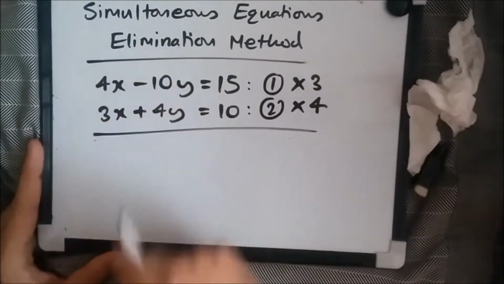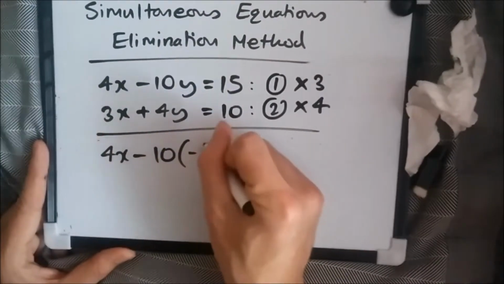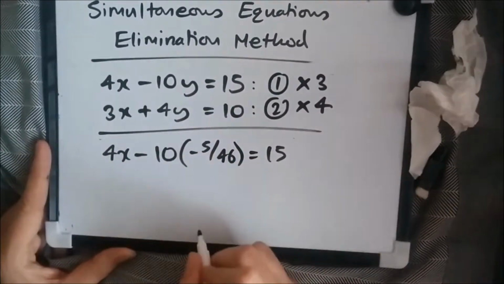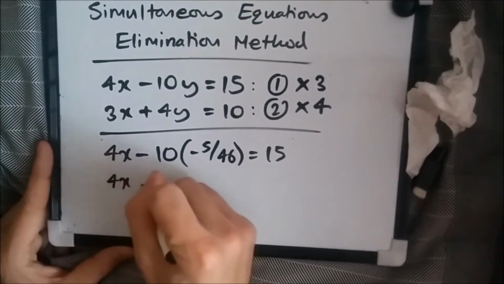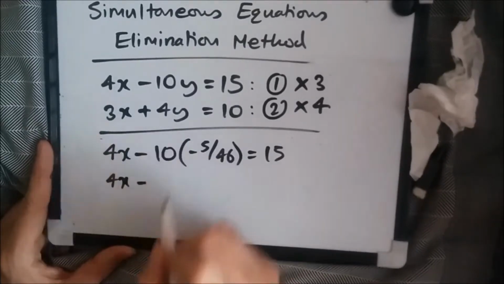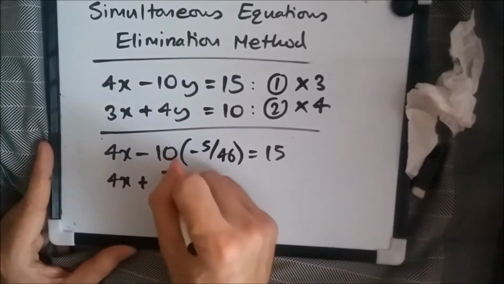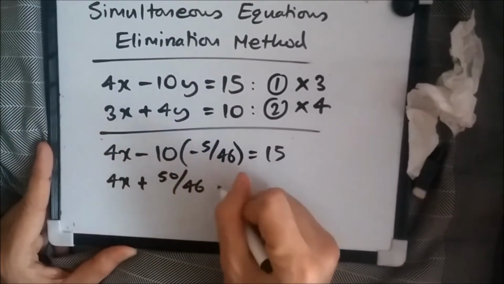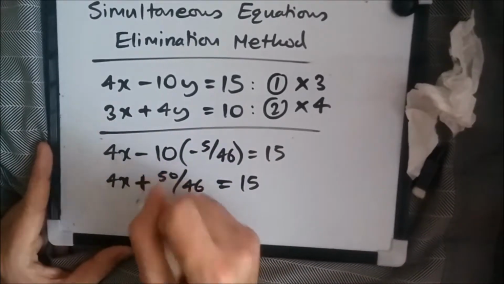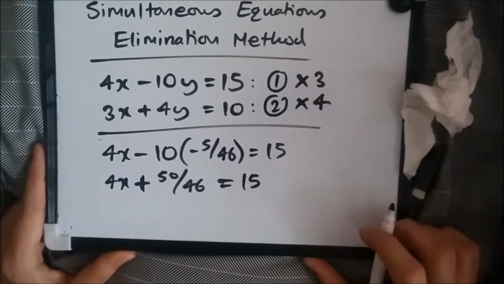Okay, so let's use the first equation. So we're going to 4x minus 10, substitute minus 5 over 46 equals 15. So let's multiply this across. So first is 4x. Now, we just have to be careful here. First we got minus 10 times minus 5 is plus 50. 50 divided by 46, well, we can just say 50 over 46 here. And this side would equal the right hand side, which is 15.